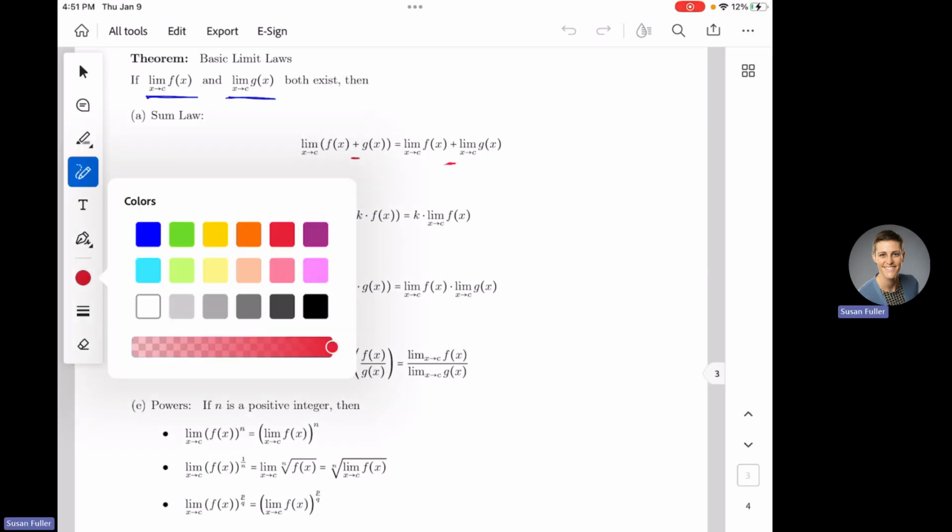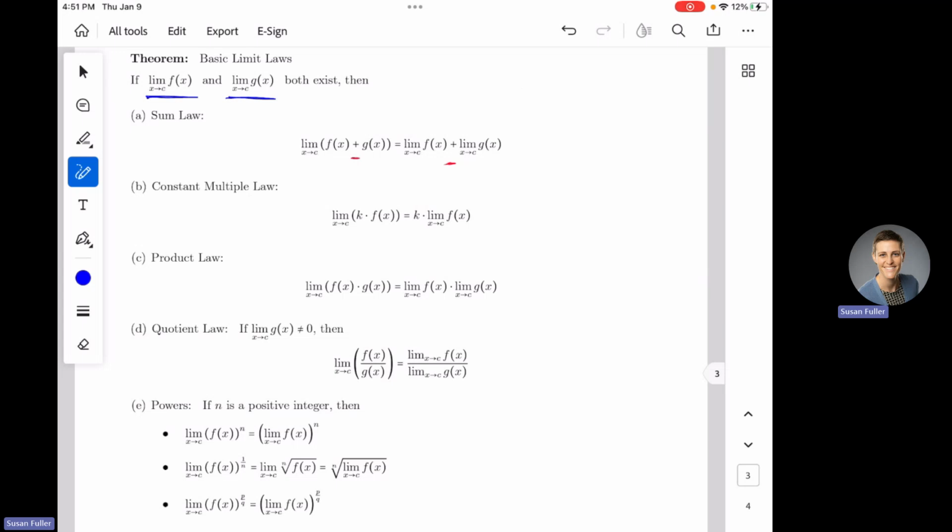We also have a constant multiple rule. The constant multiple says that if you have a number times a function and you're taking the limit of that, you're going to take that number and multiply it by the limit of the function. You can basically pull numbers out of the limit.